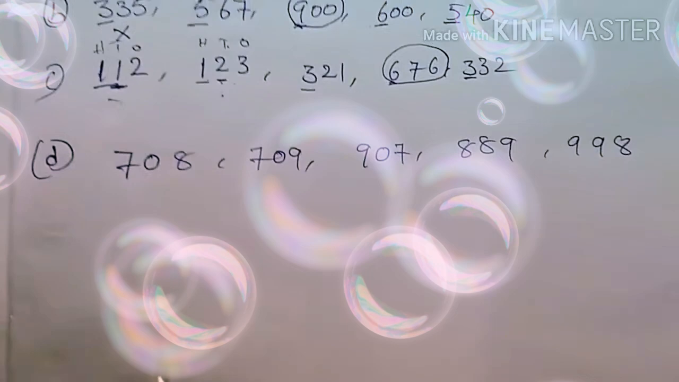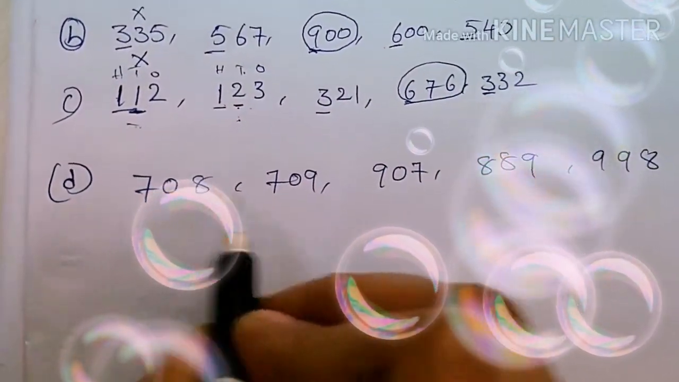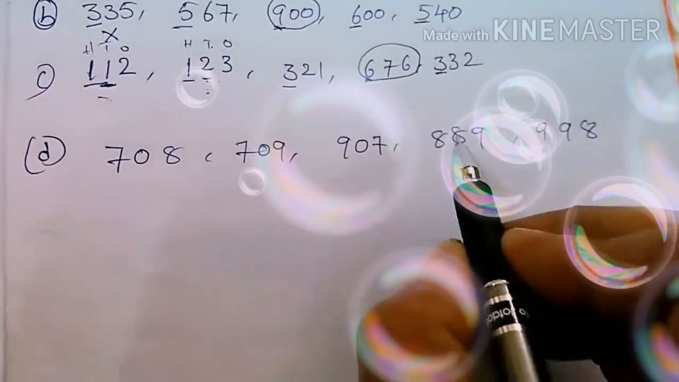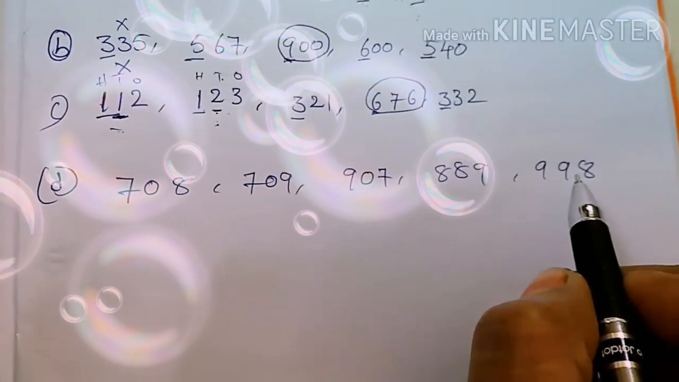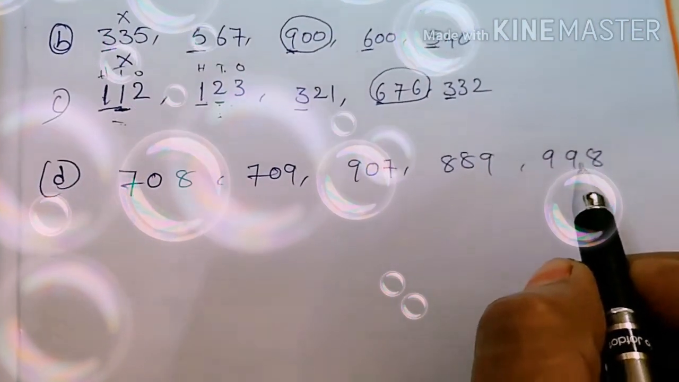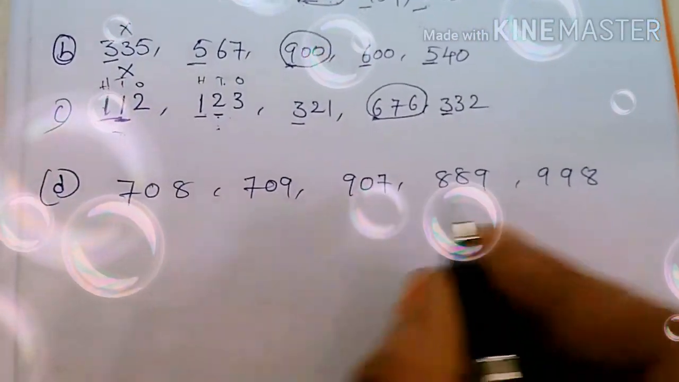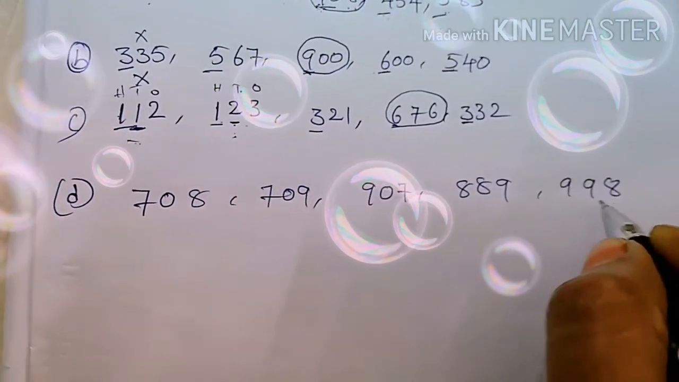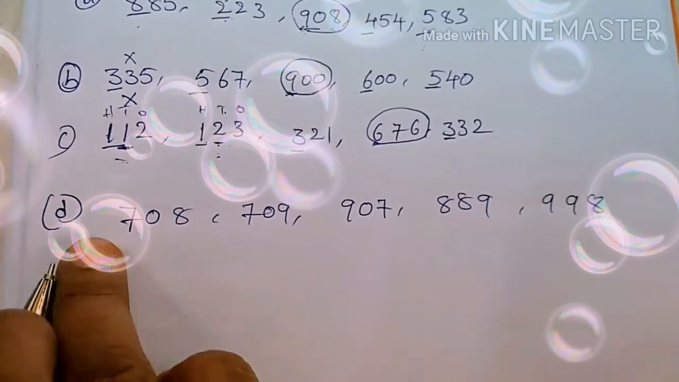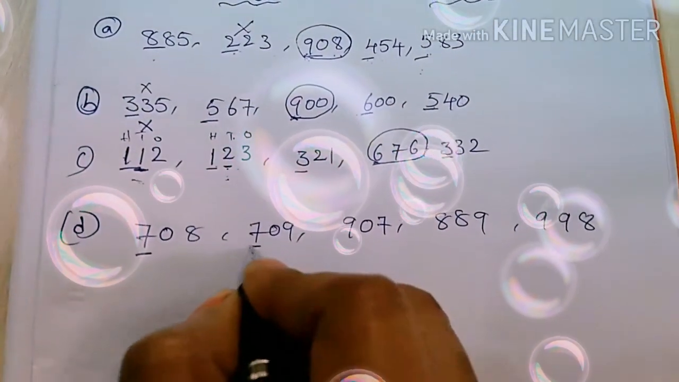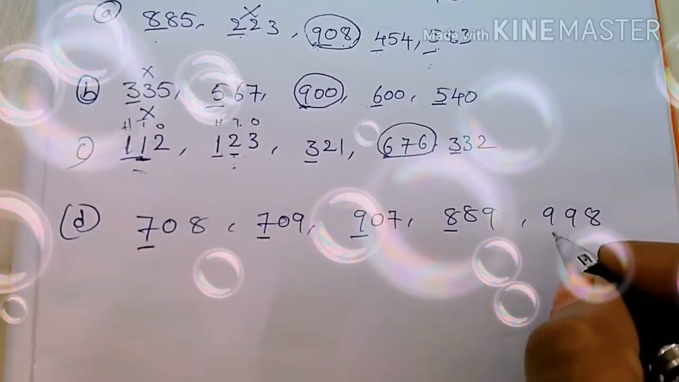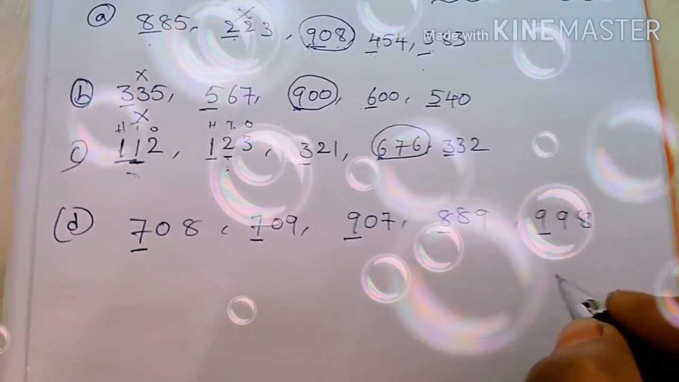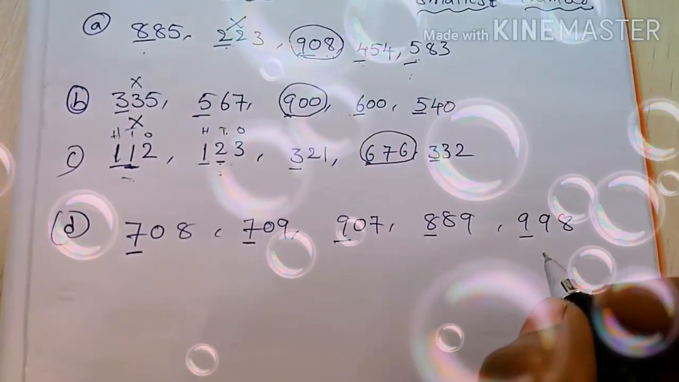Now come to another example. 708, 709, 907, 889, 998. Here we have to identify the biggest and smallest numbers. So as usual, what we have to identify? The place values. Here all numbers have hundreds place value. So here 700, 700, 907, 889, 998. Now here, the highest place value.